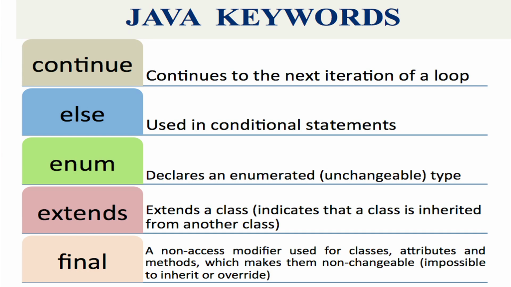Final is a non-access modifier, used for classes, attributes and methods, which makes them non-changeable, or we cannot inherit any class if it is declared as a final type. So these are the different keywords.